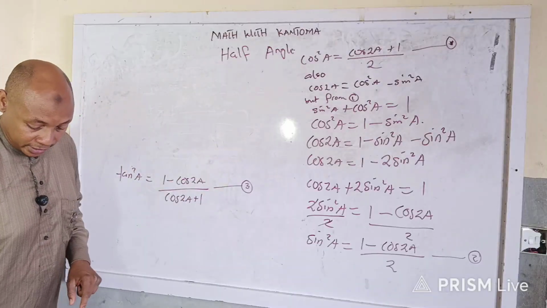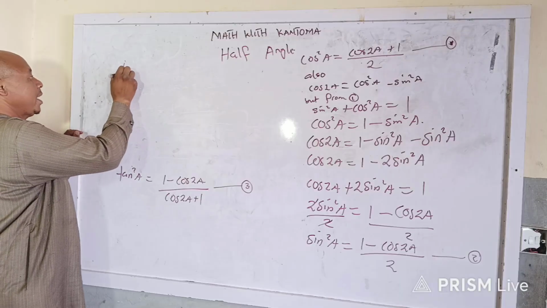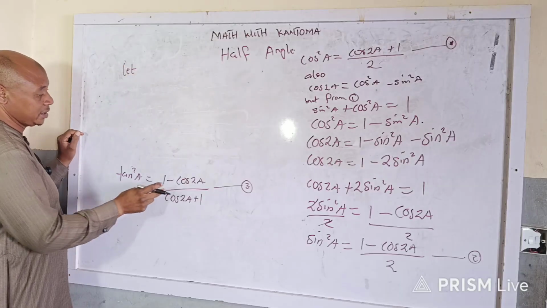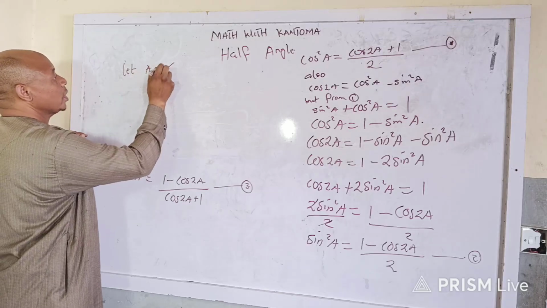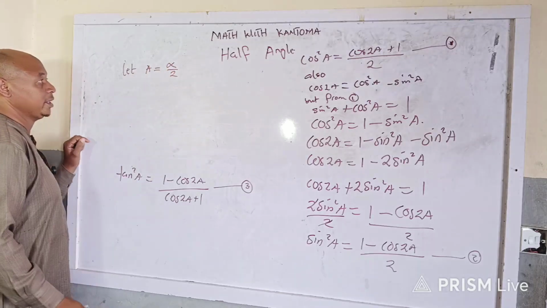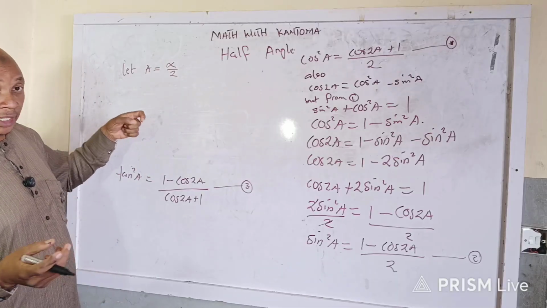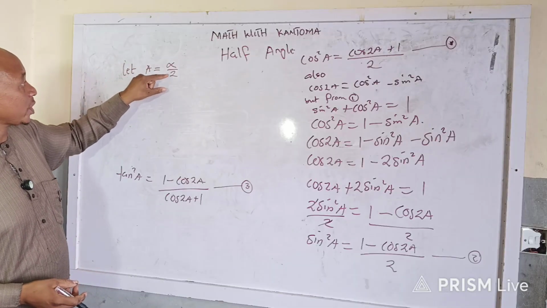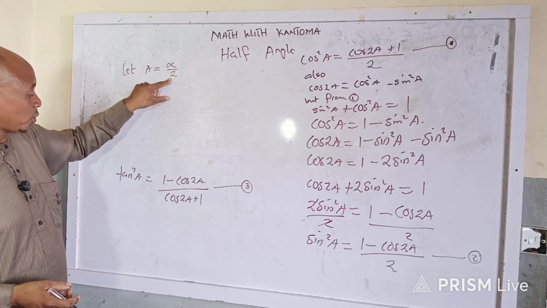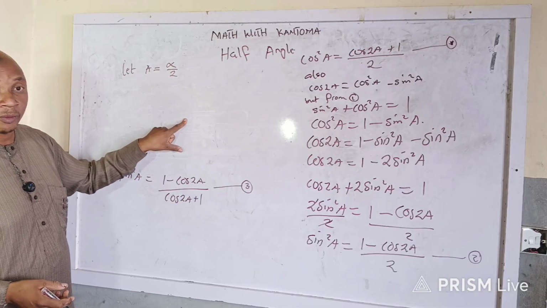So now let me not delete this. So for the half angle formulas, we are going to start by assumption. We say let this A we are dealing with be equal to alpha over 2. Meaning it is half of an angle. The angle alpha here is an angle of inclination. So now, let A be equal to alpha over 2. So wherever we see A, we are going to substitute it by alpha over 2.